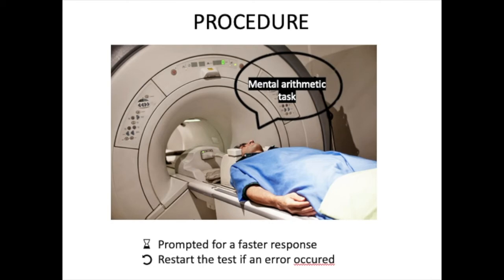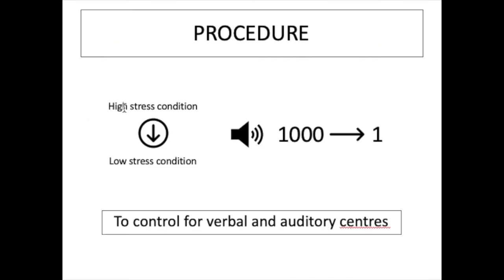Now, once they're done with this task, which is called the high stress condition, they will also do a low stress condition, which is counting backwards from 1000. So 999, 998, 997, and so on. Why do they do this? To control for verbal and auditory centers.